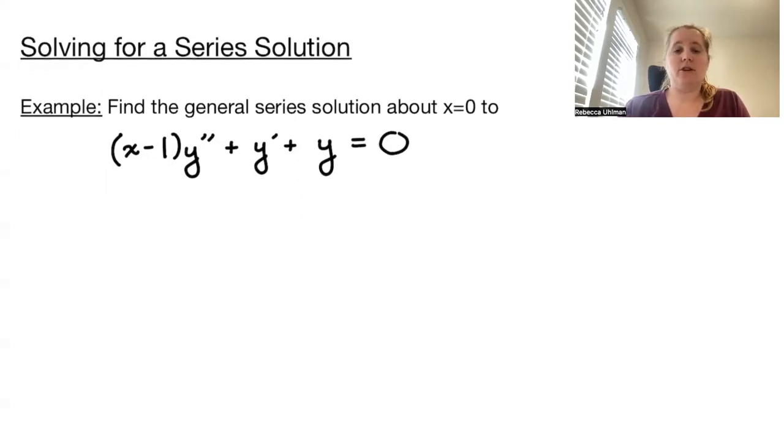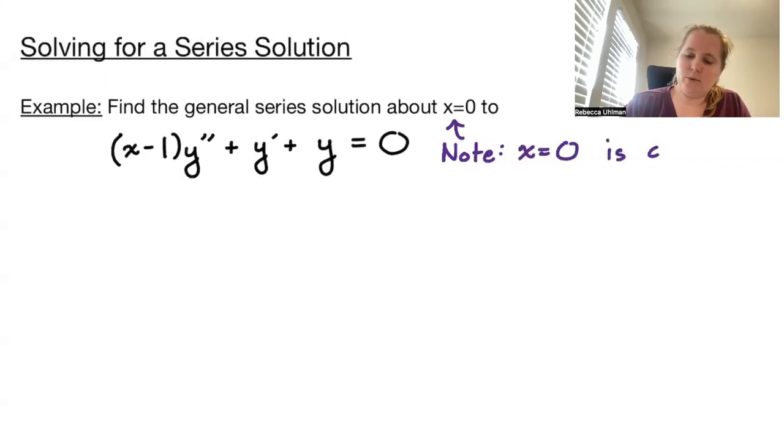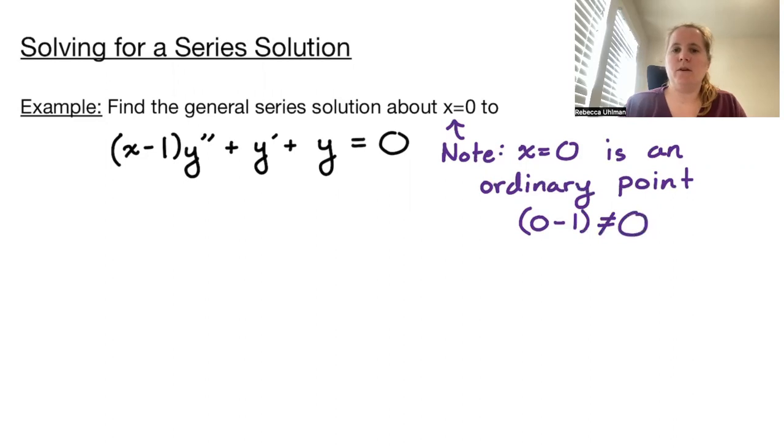So let's start off finding the general series solution about x equals 0 to x minus 1 y double prime plus y equals 0. So in this case, x equals 0 is an ordinary point, so it does not make x minus 1 equal to 0. So just note x equals 0 is an ordinary point, since P0 of x is x minus 1, and 0 minus 1 is not equal to 0.